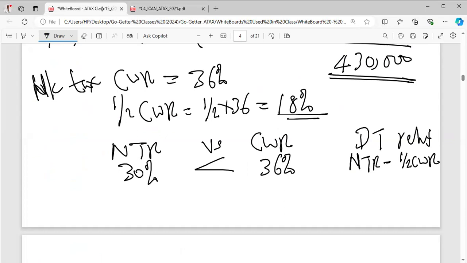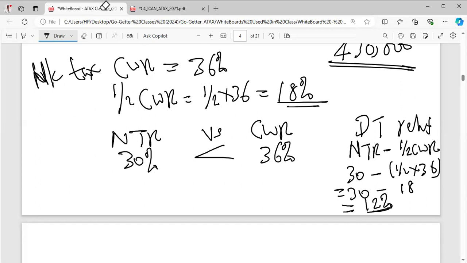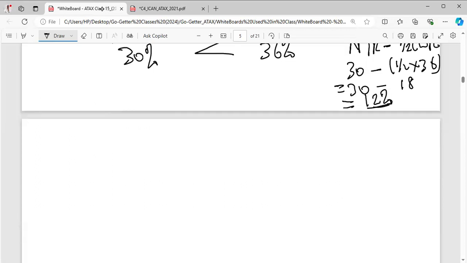So it's going to be 30 minus half of 36, which is as good as saying 30 minus 18. 30 minus 18 will give us what? 12. So that's it. 30 minus 18 is 12. So why am I having something like 12 here? So this percentage.